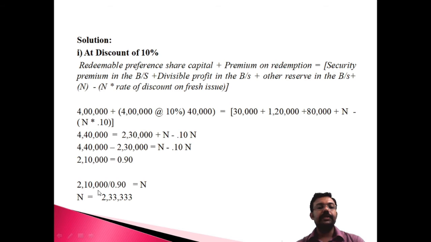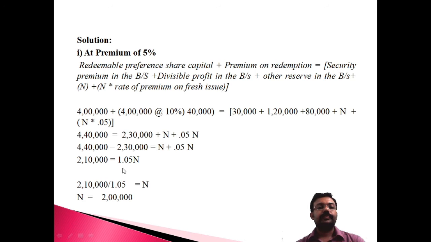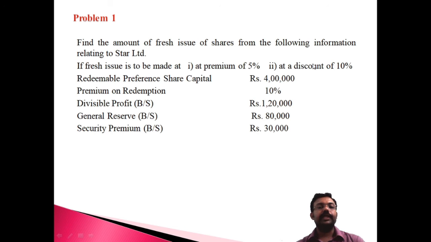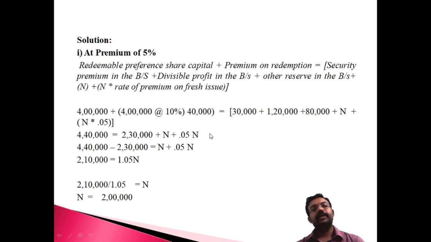That means n equals 2,10,000 divided by 0.90. The n is 2,33,333. That is the amount required in the case of the discount. Okay, that is a shortcut formula.